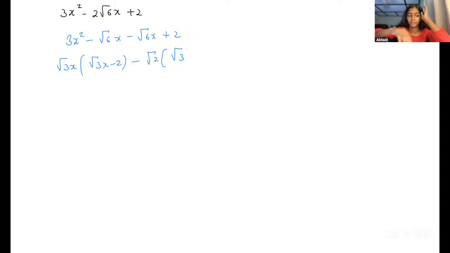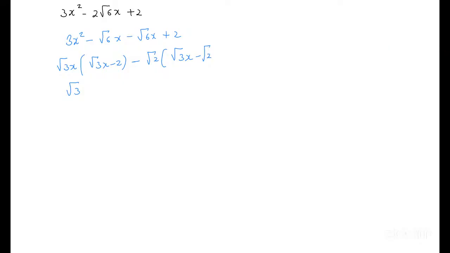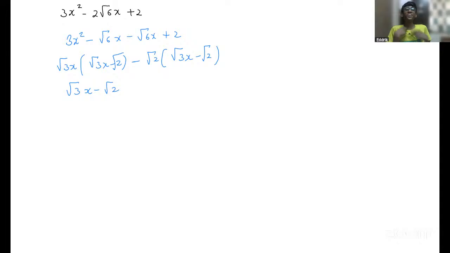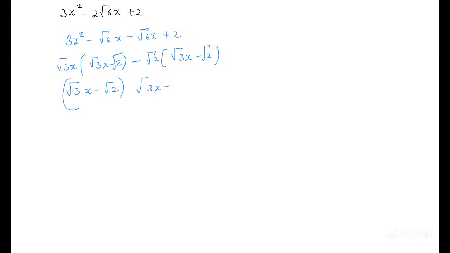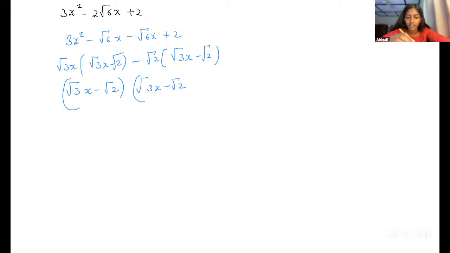Sir, when the square root goes to the other side of the equal to, what will it become? It becomes square. But in this question, we are not sending them. Sorry, I forgot to write equal to 0. Root 3x minus root 2 equals 0.